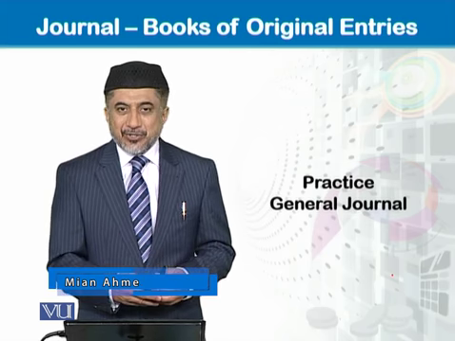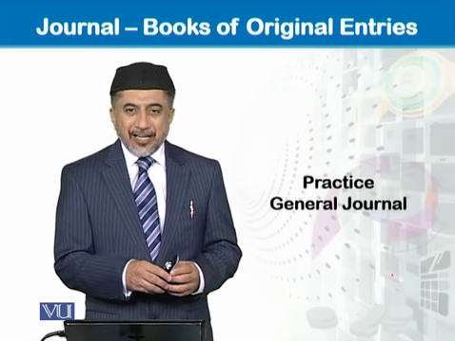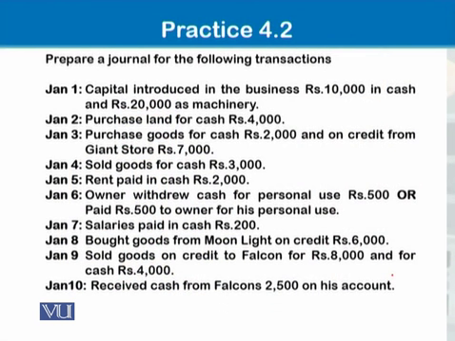So all these learnings, in fact, need practice. So what we are going to do now is practice. So let's practice this journalizing thing. Prepare a journal for the following transaction in which we have capital introduced in business, rupees 10,000 in cash and 20,000 as machinery. Purchase land for cash, 4,000. Purchase goods for cash, 2,000. And on credit from Giant Store.